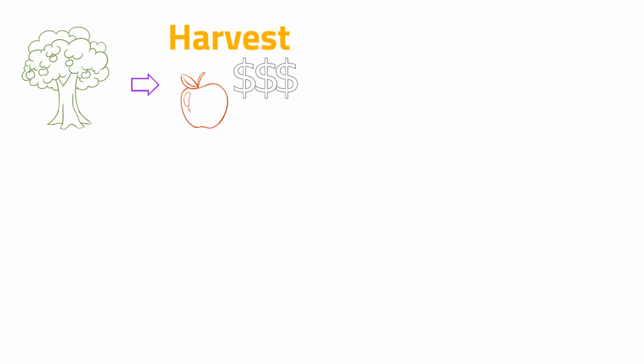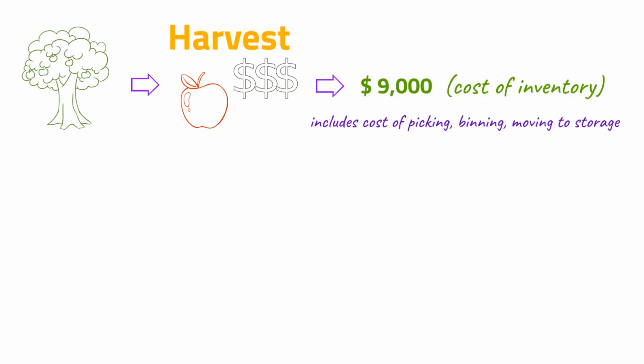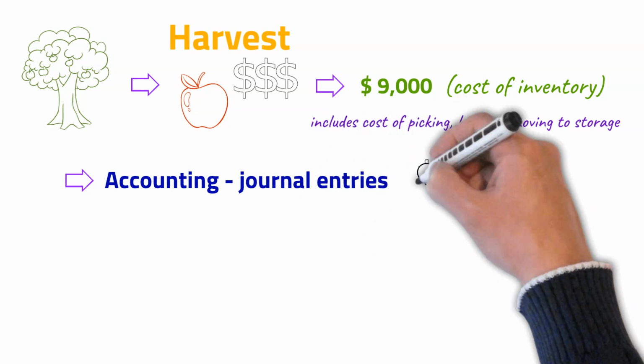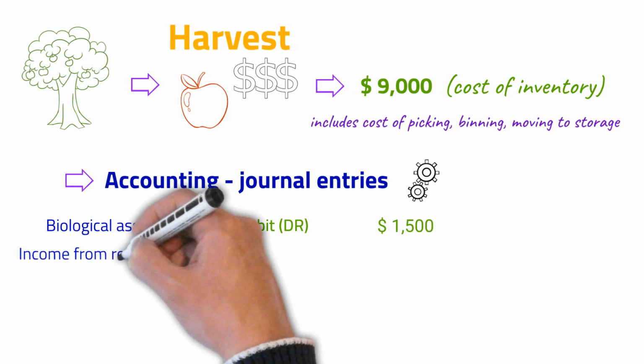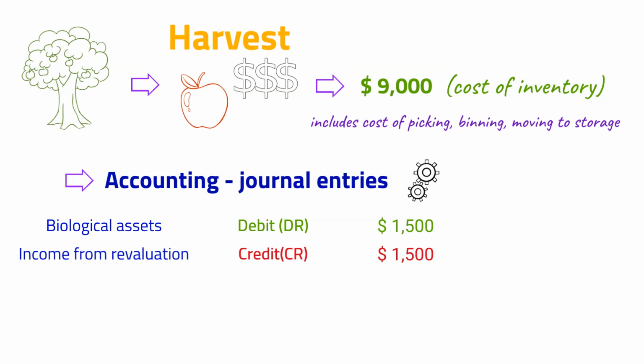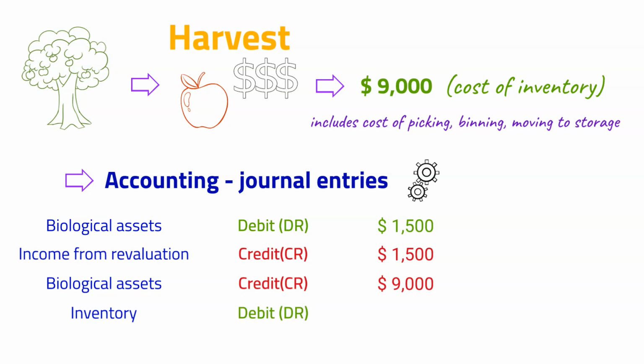So now comes harvest. At harvest, the apples' fair value less cost to sell is 9,000. This becomes the cost of inventory which we are going to sell. Journal entries for this would be debit biological assets 1,500 as an increase compared to the previous value of 7,500, credit income from revaluation surplus 1,500, credit biological assets 9,000, debit inventory 9,000. Full amount of produce is out of biological assets. We are just moving assets around from one class to another, from biological assets to inventory.